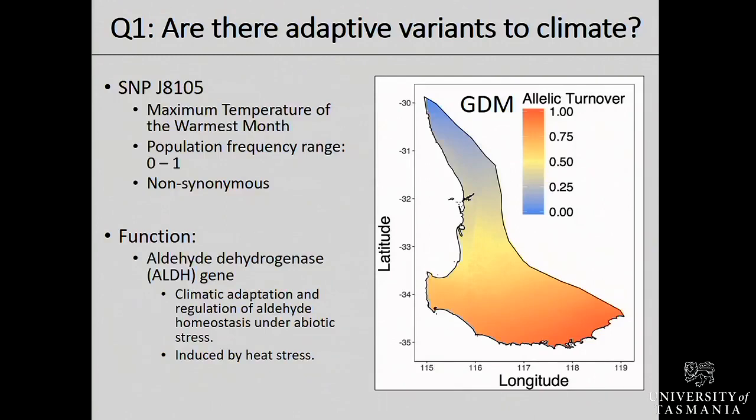Using a GDM analysis, we could actually predict where the variants were found across the landscape. And then from here, we can actually look into the functional annotation. So interestingly, this is an aldehyde dehydrogenase gene, which is known to be important for abiotic stress, and in particular, heat stress. So that's one candidate that we can pursue further.